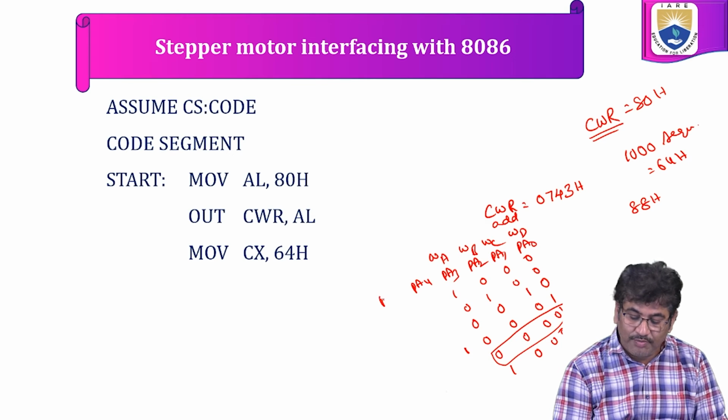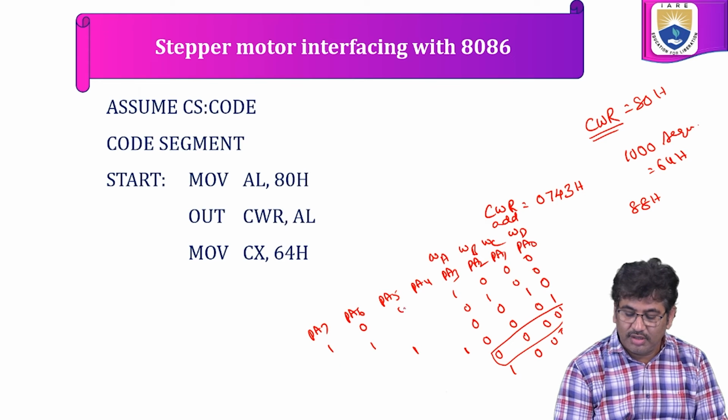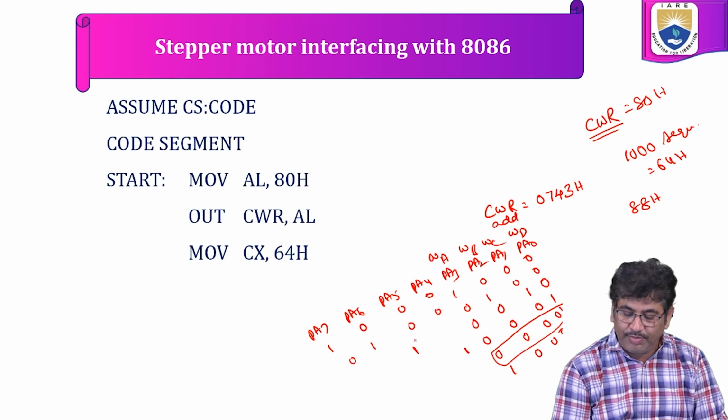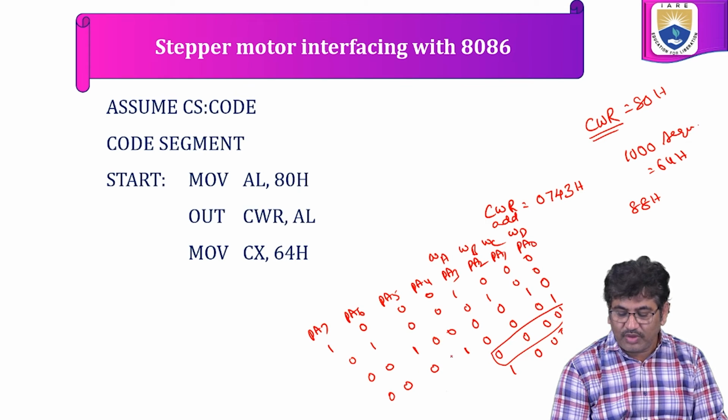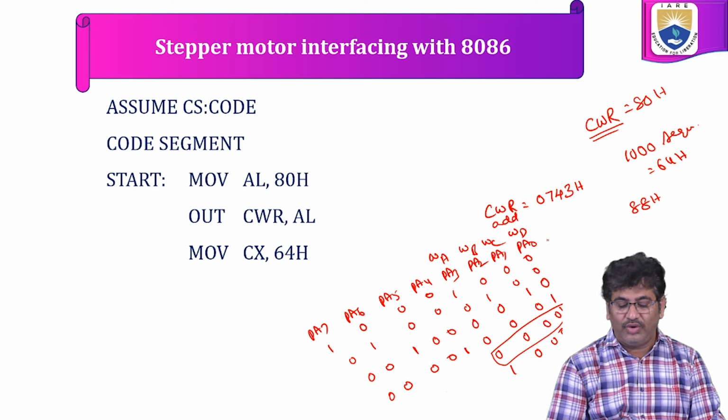This we have to get from port A5 in the previous step. So this is 1. Before that we have to write this one for port A6. Before that we have to write this one for port A7. Now if I write this pattern to the port A, then I can drive all the windings continuously from winding A to winding D.